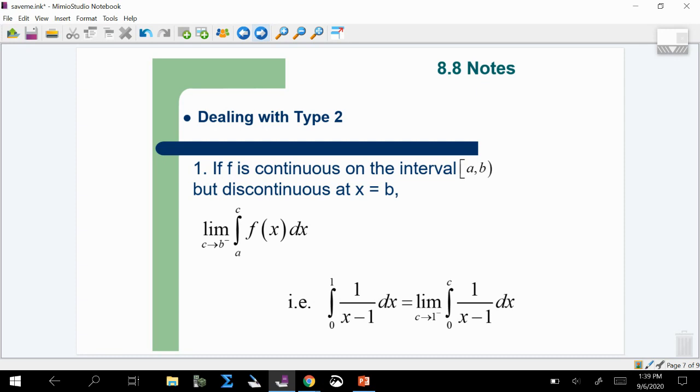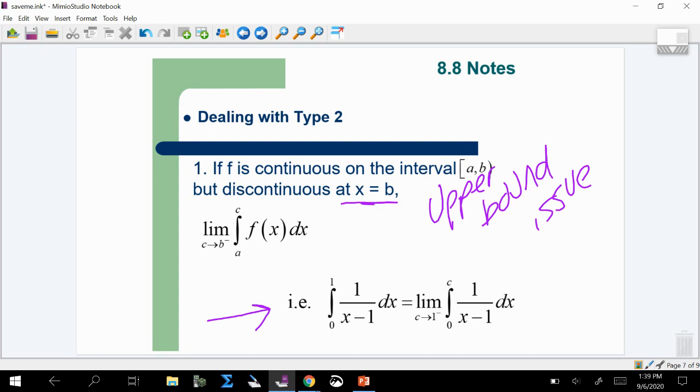So here's how we deal with the first. What do we do if the upper boundary is the problem? So that's what this one is. This is an upper bound issue. I like having an example here so you can see a very straightforward one and not one that's written really generic. So here's the problem with this one. Your upper boundary, 1, makes this function undefined. That's a place where we have a discontinuity or an asymptote. So we need to fix that.